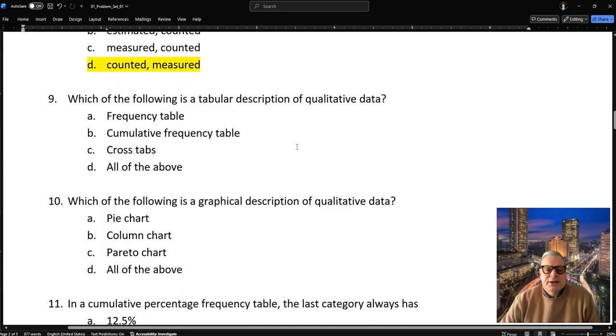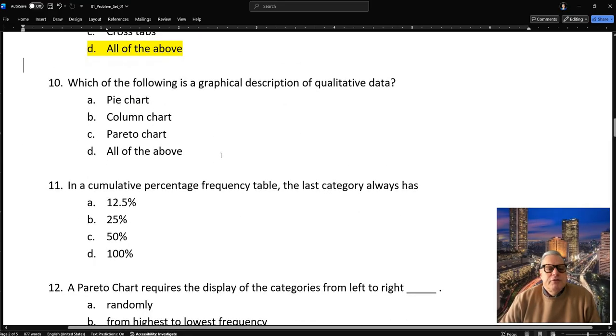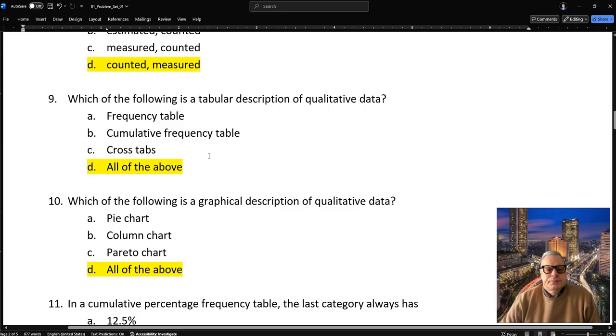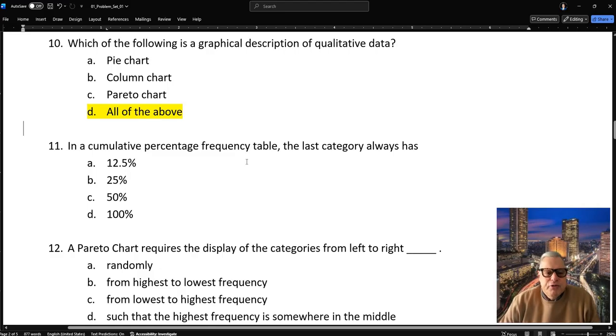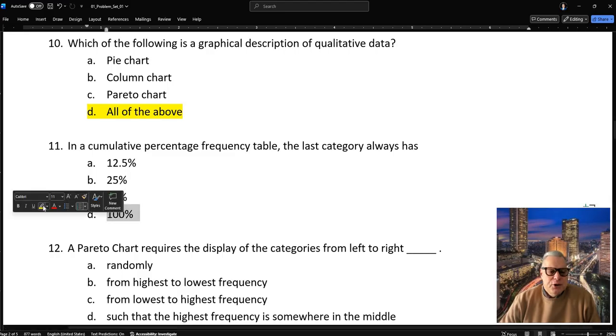Which of the following is a tabular description of qualitative data? Frequency table, yeah, I can do that. A cumulative frequency table, I can do that. I can do crosstabs, so it's all of the above. Which of the following is a graphical description of qualitative data? Pie chart, yeah. Column chart, yeah. Pareto chart, all of the above. In a cumulative percentage frequency table, the last category always has, of course, 100%.